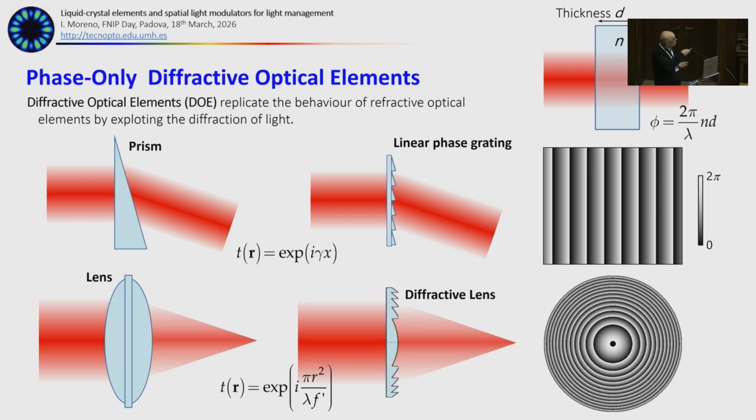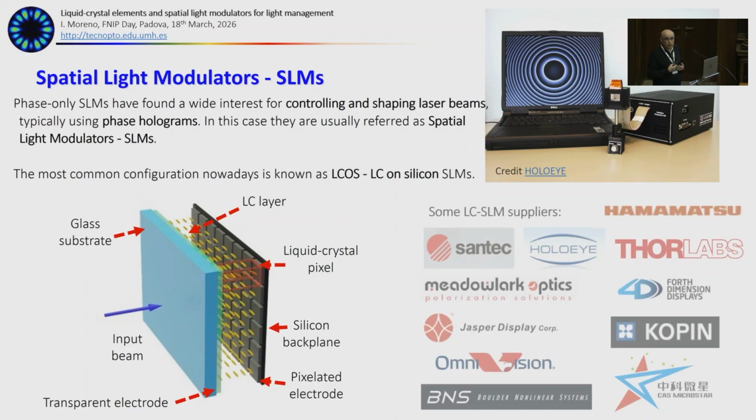In this case, you have what is called a Fresnel lens, because you are making the phase of the refractive lens modulo 2 pi. And you have something like this, where you are making phase changes from 0 to 2 pi, and the effect is equivalent to the lens. So this is what we can do with our microdisplays.